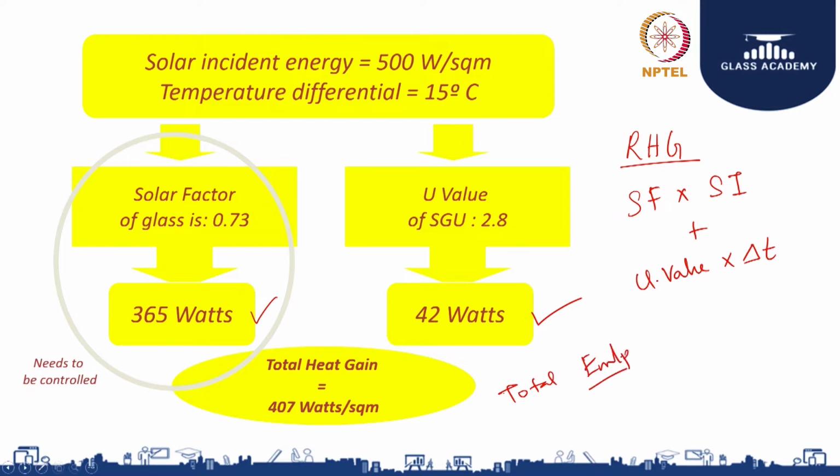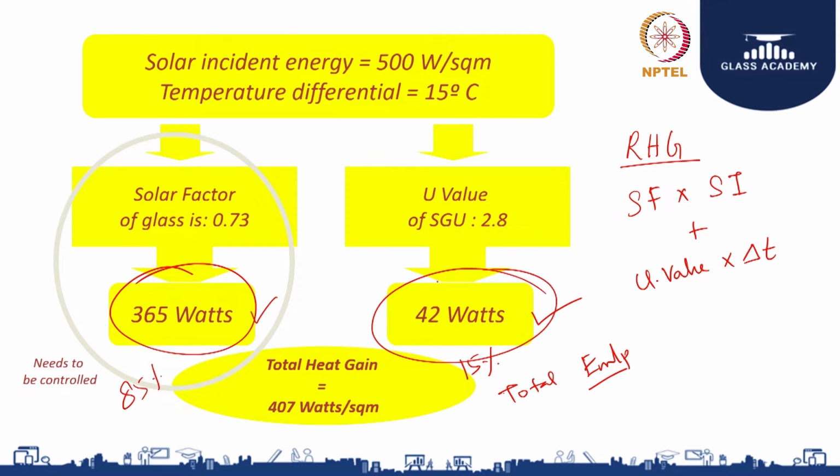In this case, the major thing that we need to understand is what is the percentage of heat transfer that happens through direct and indirect. Here the direct heat is about 85% and the indirect heat is about 15%. So when I have a glass, I need to understand what parameter I am going to address. If I have a solar control glass, I am going to address this 365 watts. If I have a low E glass, I am going to address this 42 watts. So very clearly we need to understand what product we need for India, or precisely for Asian climatic conditions. I need a glass which can address the solar factor, because 85% of the contribution is due to this.